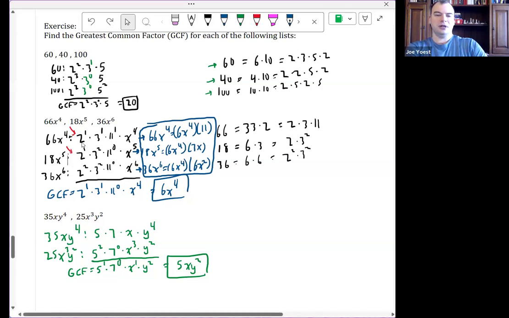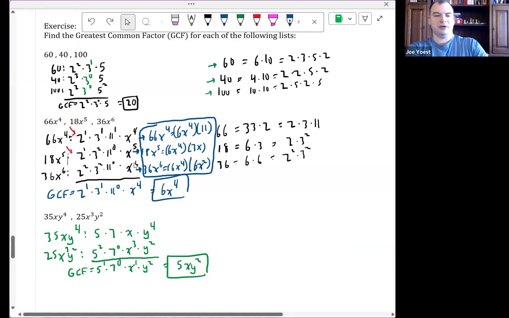The powers of 2 are 1 and 2, and the smallest of those powers is 1, so 2 to the first. Similarly, for the 3's, I have powers of 1 and 2 on the 3's. The smallest of those powers is 1, so 3 to the first. For the 11's, I have powers of 1 and 0. The smallest of those is 0, so 11 to the 0, or just don't end up with any factors of 11 in the GCF.